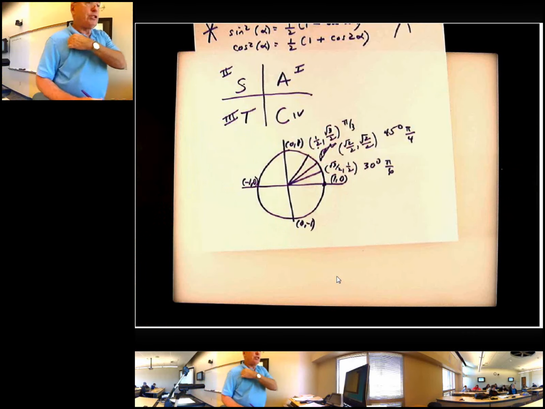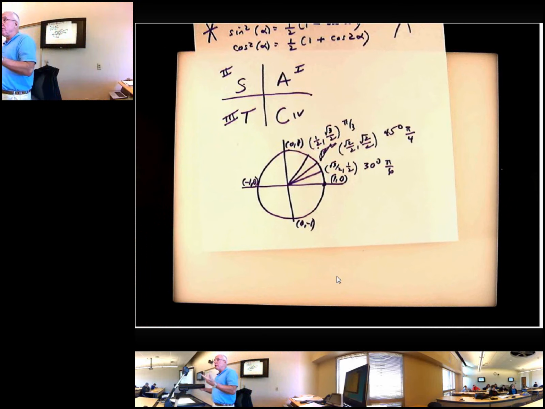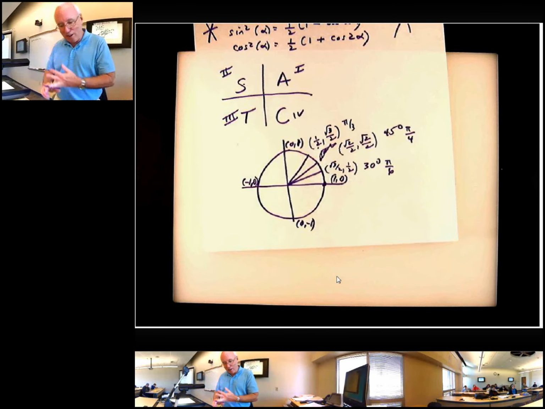Of course, you have your special triangles to help you with remembering that, right? The 30, 60, 90 triangle and the 45, 45, 90 triangle.